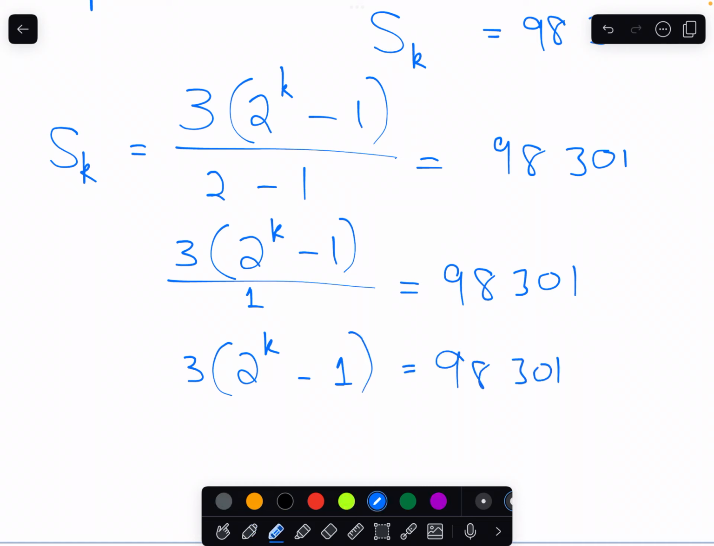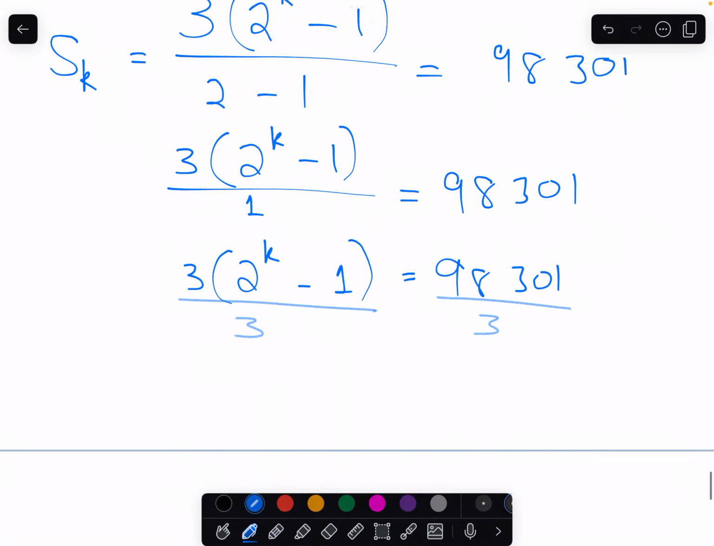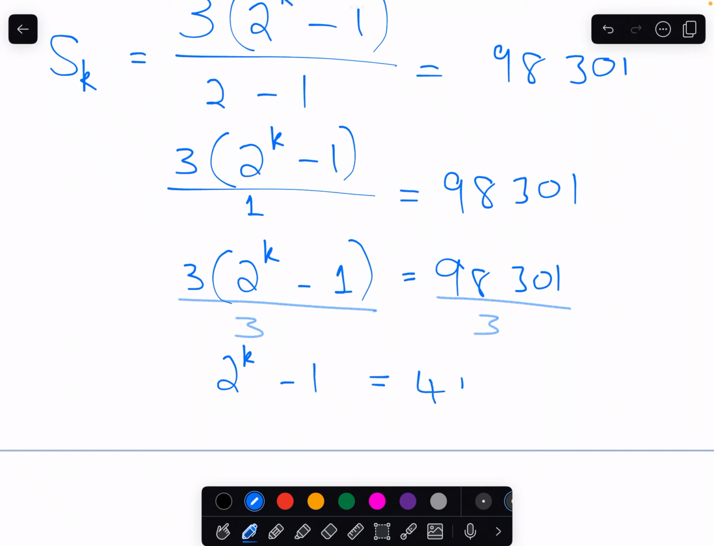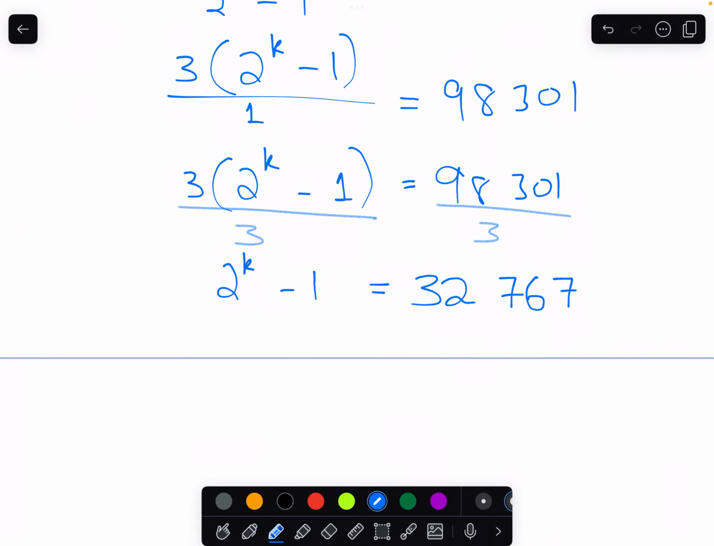Okay, so now we can divide both sides by 3. So we have 2 to the k minus 1 is equal to... Oh, oops, not divide by 2. Divide by 3. Right, so that's 32,767. Okay, and then we add 1 on both sides. So 2 to the k. Okay, I'm just going to double check this division.